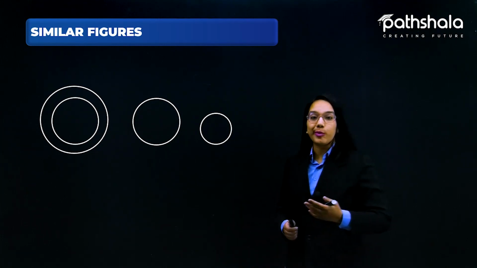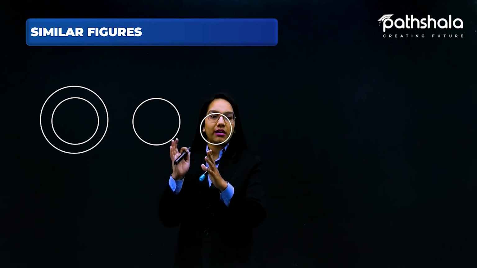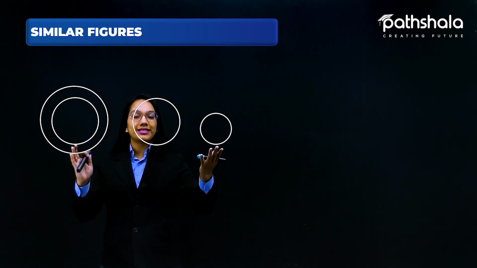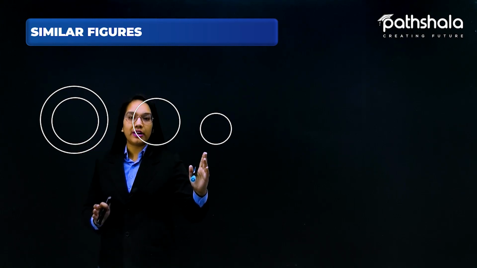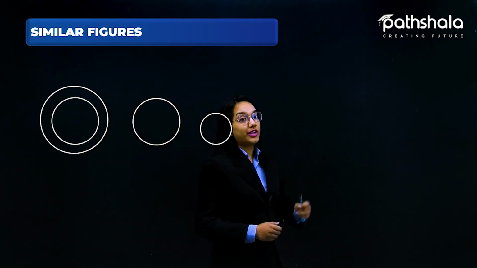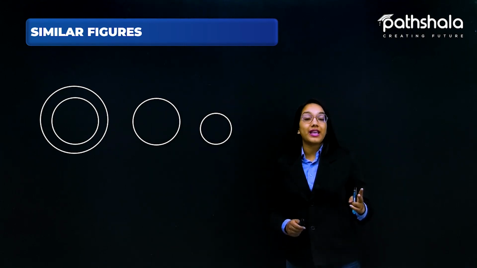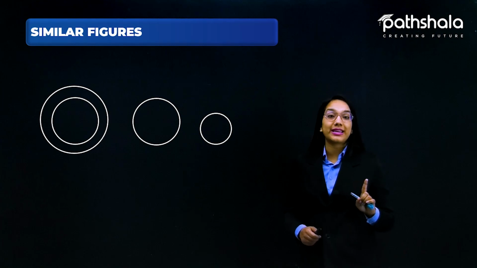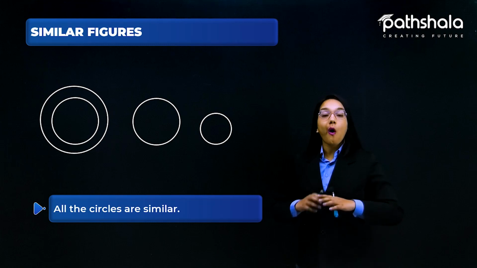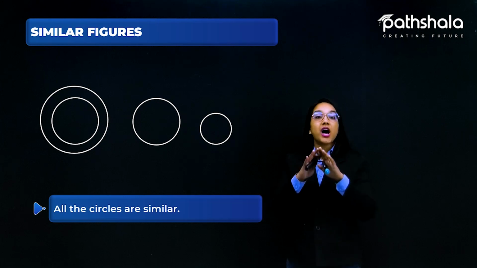Definitely they are not congruent because of the different radii. If you compare the radius of this circle and this circle, you can see the radii are definitely not equal. So they are not congruent, but they are similar, because the definition of similarity says that two figures are similar if they have the same shape, not necessarily the same size. That's why all circles are similar to each other, because they have the same shape, as they are circular.